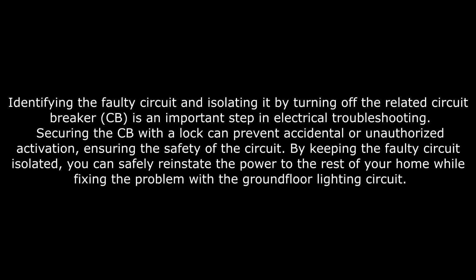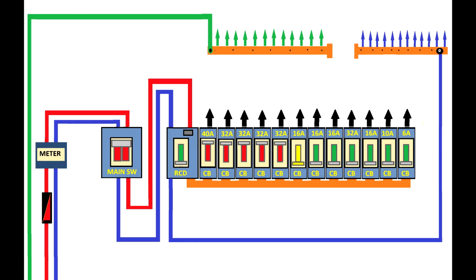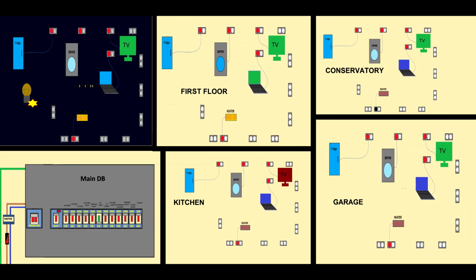Identifying the faulty circuit and isolating it by turning off the related circuit breaker is an important step in electrical troubleshooting. Securing the circuit breaker with a lock can prevent accidental or unauthorized activation, ensuring the safety of the circuit. By keeping the faulty circuit isolated, you can safely reinstate the power to the rest of your home while fixing the problem with the ground floor lighting circuit.